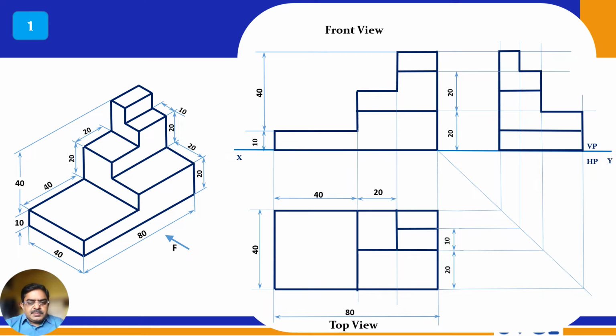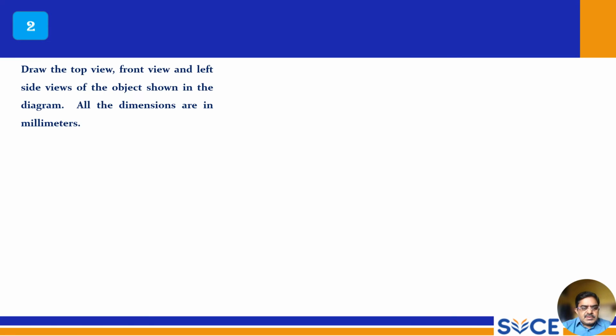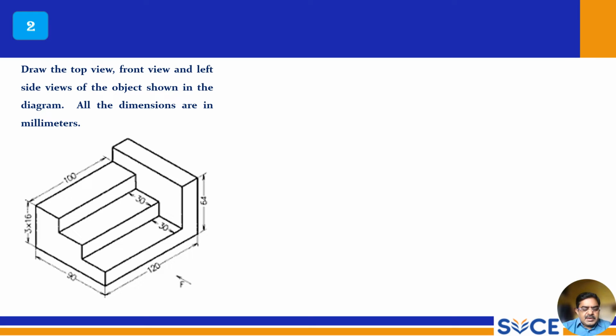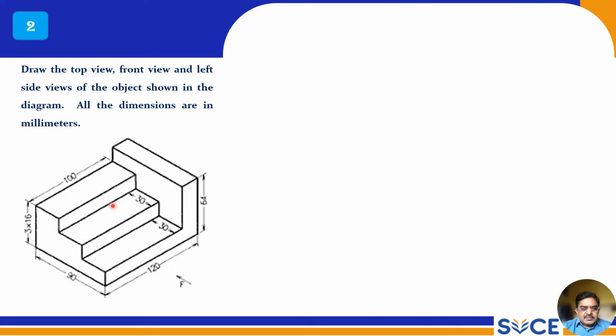So next problem, this is the machine element. Draw the top view, front view, and left side view of the object shown in the diagram, right? All the dimensions are in millimeters. So this is 120 mm, and this is the arrow mark given, right? So this will be front view, and as we did in the earlier case, the left side view is visible and top view should be drawn, and the same pattern we shall follow.